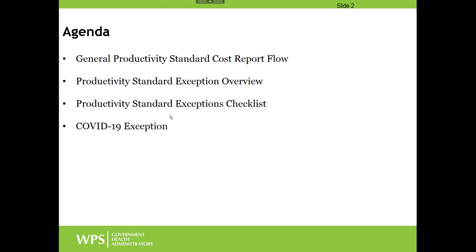For an agenda, we are going to be talking about just the cost report flow related to the general productivity standards, and then we will talk about the exception process, the overview. We will go through the productivity standard exceptions checklist, and then finally we will discuss the recent COVID-19 exception that is in place for these standards.